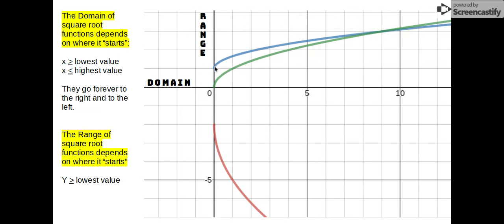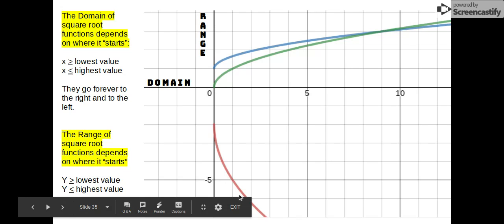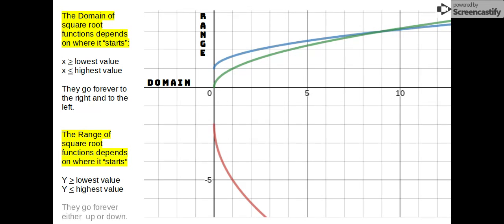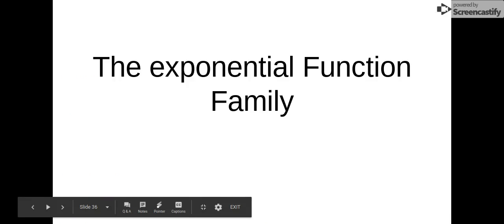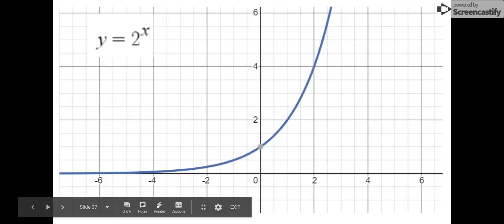For the blue line, you would say y can be anything that's greater than or equal to 1. And for this red line, you have to tell me that y is everything less than, because it's going downwards. So you would say y is less than or equal to -2, because it started right here at the -2. All right, so these go forever up, or they'll go forever down, only in one direction. Let's move on to the exponential function family.